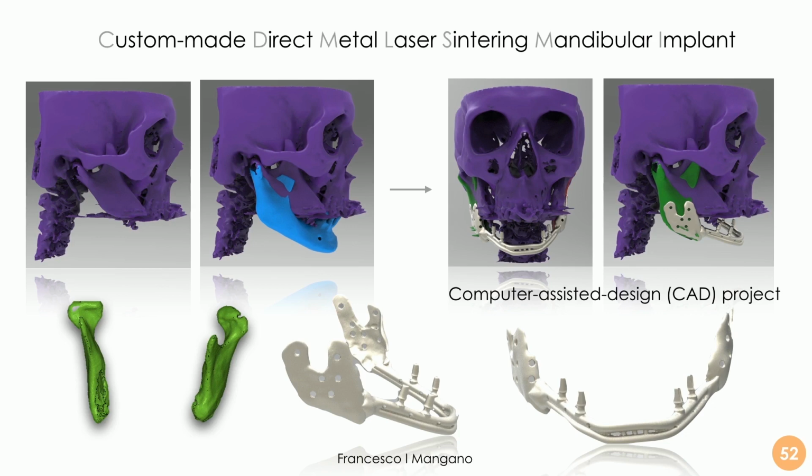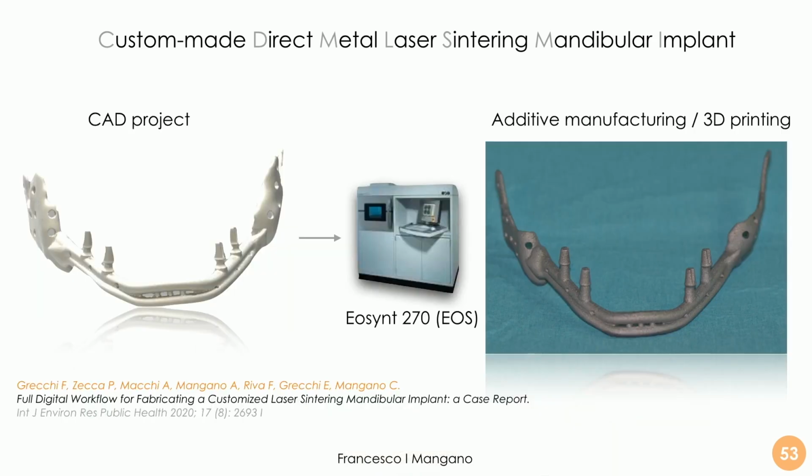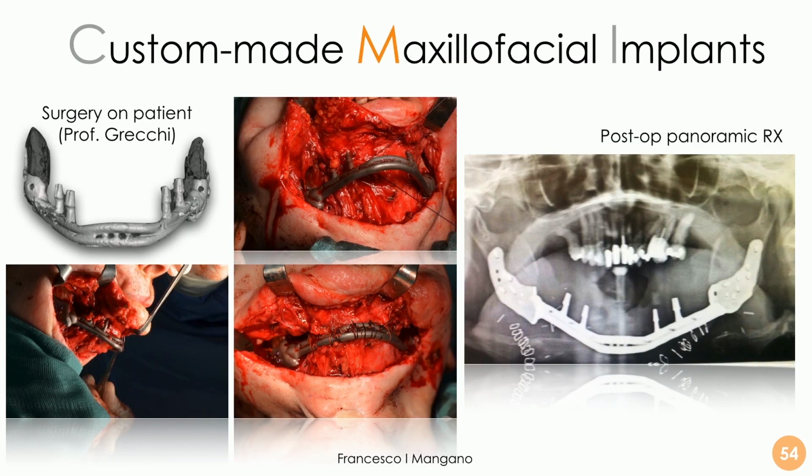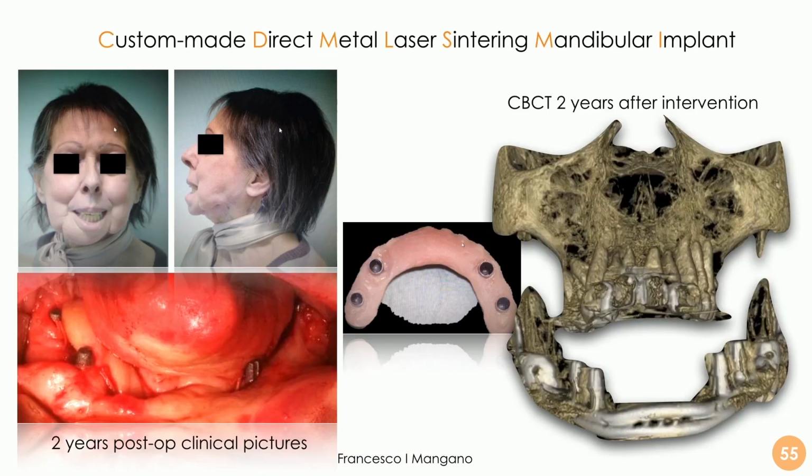So the cone beam computed tomography was segmented, the bone was segmented, and then the design of the implant was performed. The implant was fabricated by additive manufacturing, 3D printing, and then it was used clinically by Professor Grecchi in this challenging case, and it was very successful. This is the post-operative panoramic radiograph, and the result was really satisfactory considering the challenges of these cases, and it was possible also to load the integral abutments that were embedded in this implant.